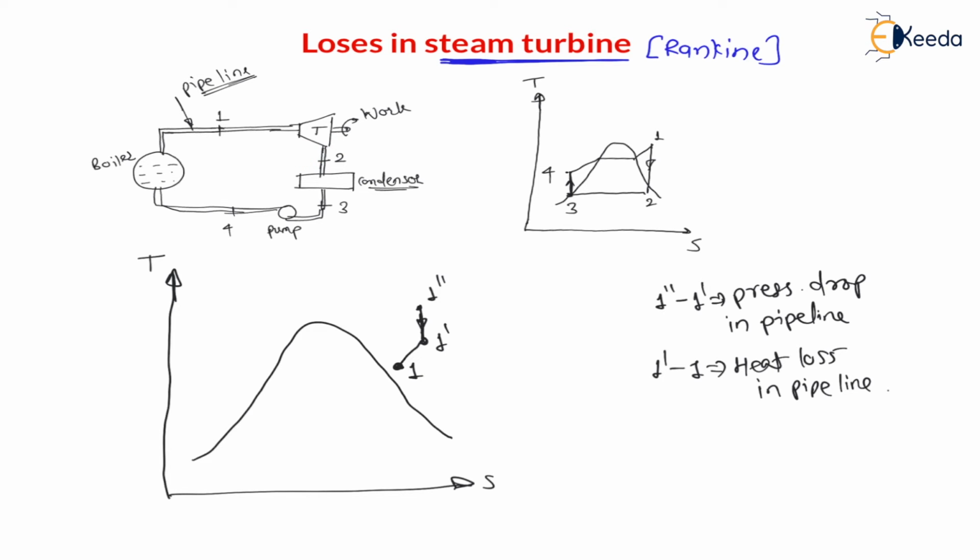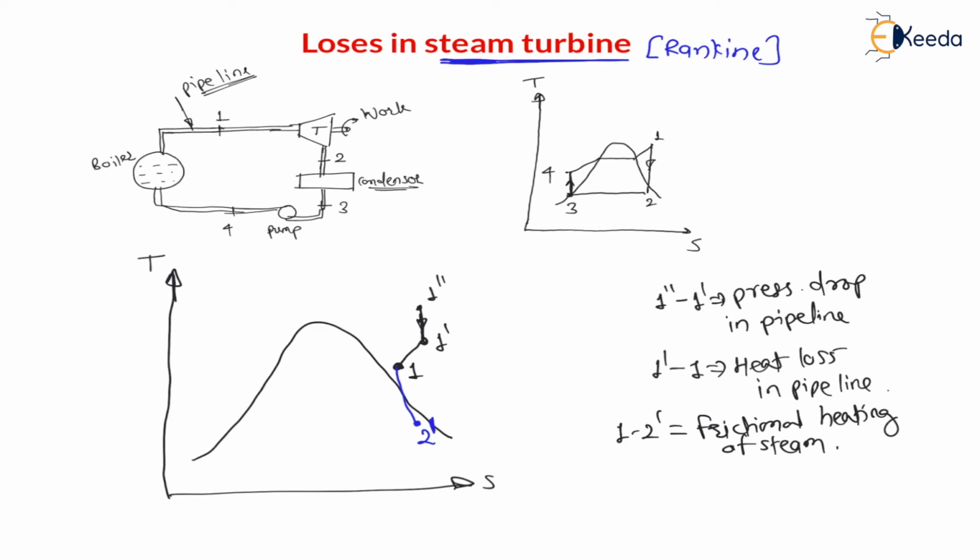Right, let us understand these processes. Because of frictional heating in the turbine, the entropy increases like this. It will go to the 2 dash, right? Therefore here we can say 1 to 2 dash is frictional heating of steam in turbine.